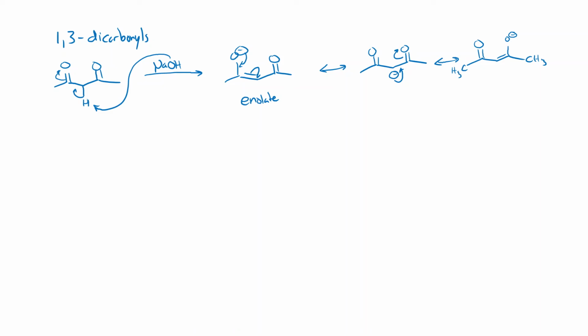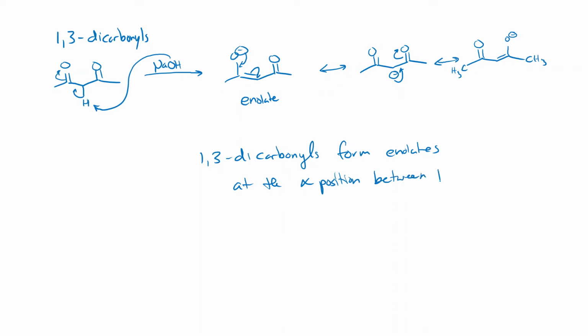But the point is we can distribute this negative charge throughout, and that makes this negative charge very, very stable. And so the take-home message here is that 1,3 dicarbonyls form enolates at the alpha position between the carbonyls. And they do this almost exclusively.